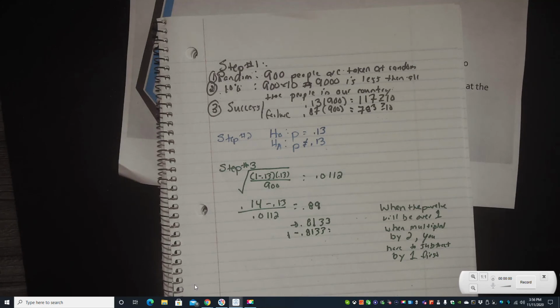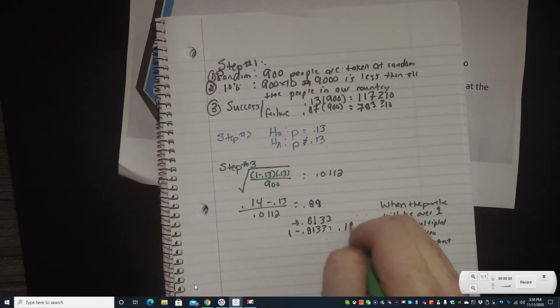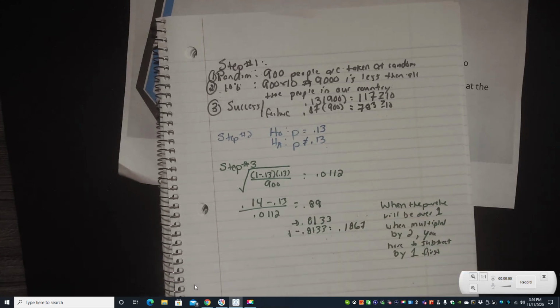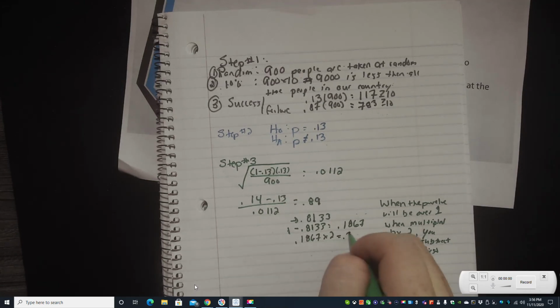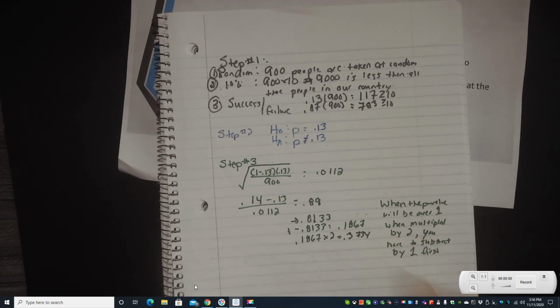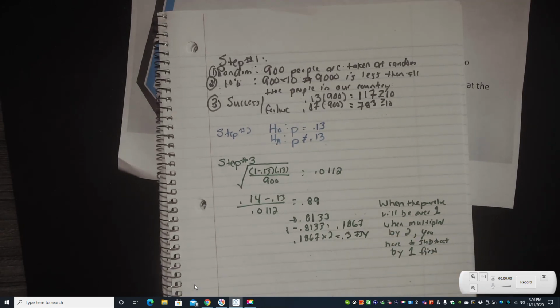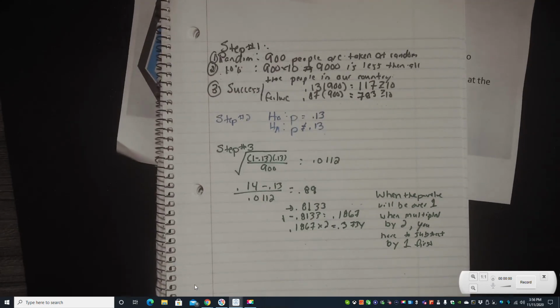1 minus 0.8133 is 0.1867. And then now I can do 0.1867 times 2. So 0.3734. And so 0.3734 is my p-value.